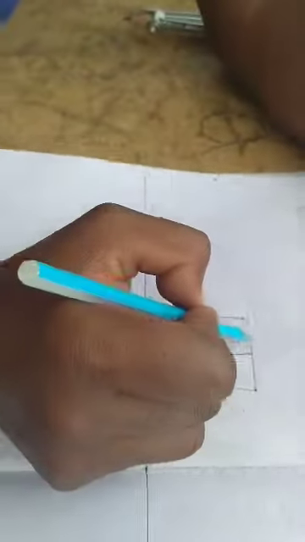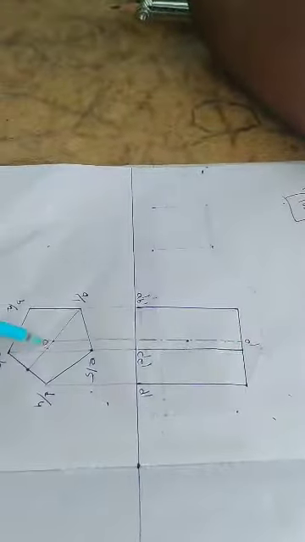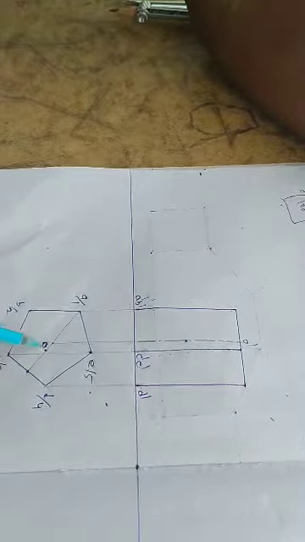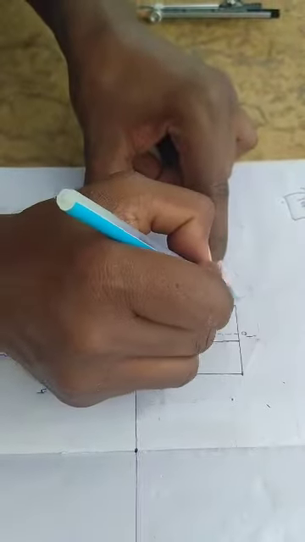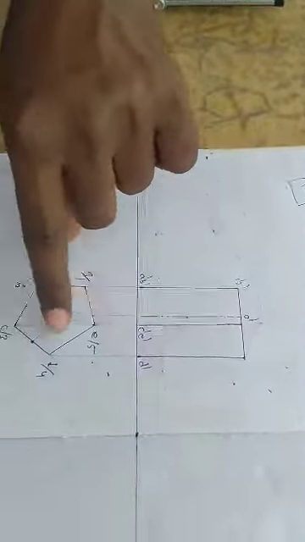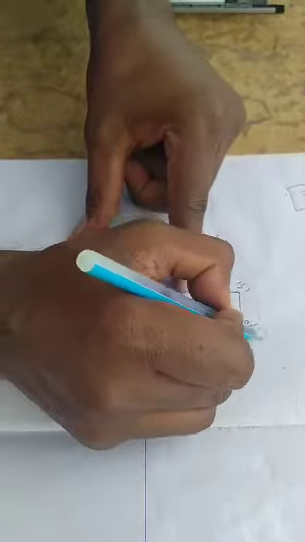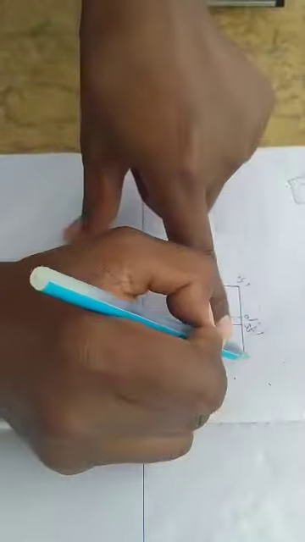This is O dash. This is O. In the top view we have O, and in the front projection we have O dash. On the topmost side we have the 1 dash 2 dash projections, the 3 dash 5 dash projections, and finally the 4 dash projection.